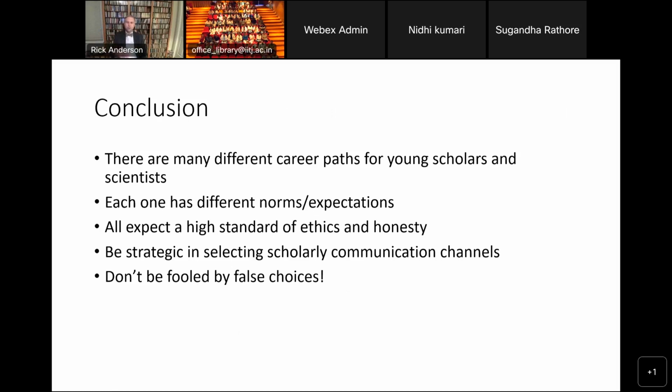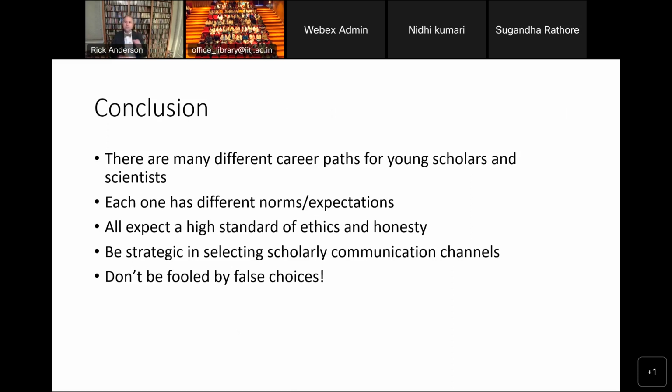As you progress in your career, you'll want to be thinking strategically about the channels of scholarly communication that you explore. I would recommend that you become comfortable in multiple kinds of scholarly communication: writing informally, writing formally, writing in long form, writing in short form, interacting with colleagues effectively and wisely on social media. The more you diversify your methods of scholarly communication, the more effective you'll be and the more of an impact you'll have. And then the last point is, don't be tricked into accepting false choices.